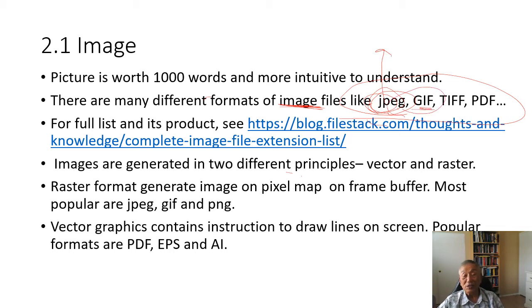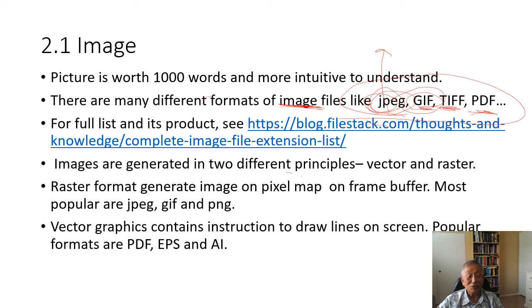And the GIF is more of an animation, the Graphics Interchange Format. Then TIFF and then PDF. Those are the image files, just a few examples. If you click on this website, you will see what kinds of image file extensions there are. Do you have to know it? Not really, but when you're curious, maybe you can check on it.